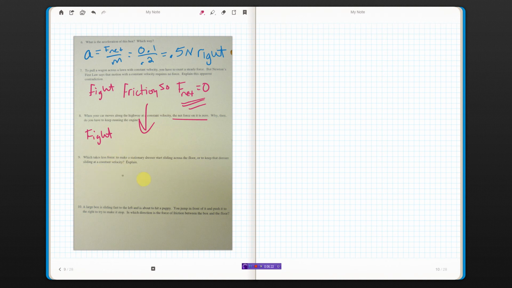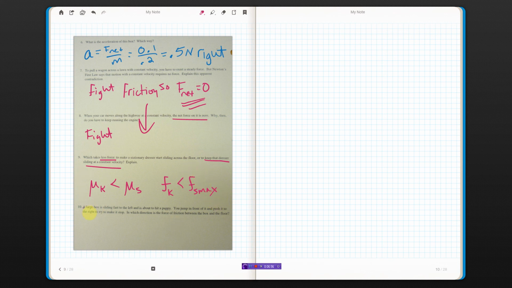Okay, which takes less force, to make a stationary dresser start sliding across the floor or to keep that dresser sliding at constant velocity? Explain. Well, it takes less force to keep that dresser sliding at a constant velocity. And the reason is that the coefficient of kinetic friction is always less than the coefficient of static friction. So basically, the force of kinetic friction you have to fight is less than the maximum static friction that you had to break to get it going in the first place.